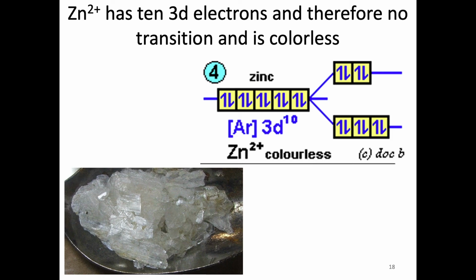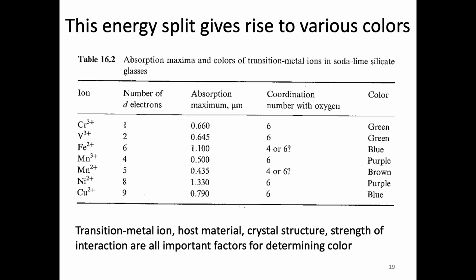So that's the level that I want you to be able to figure out. Again, the actual color is not something that we can calculate right now. But if you go through these various ions, you'll see the number of d electrons that we have, and in this case, all of these are between 0 and 10, and so we should get transitions for them, and so that will give us different colors. But again, it depends on the ion, the host material, whether it's corundum or whatever, the crystal structure, the interactions. So there's a lot that goes into what actually determines that color.